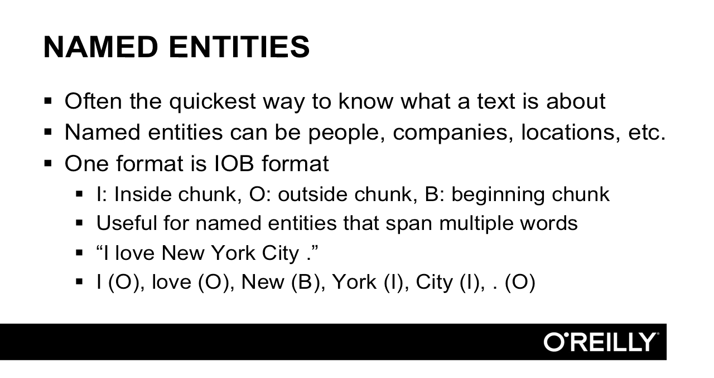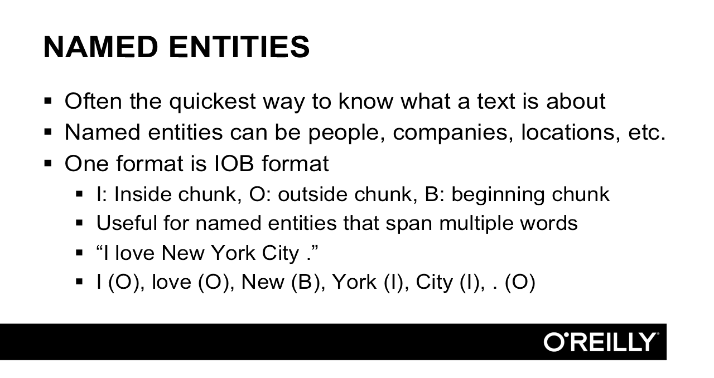I stands for inside chunk, O stands for outside chunk, and B stands for beginning of chunk. In this case, these chunks are named entities that can span multiple words. So for the example, I love New York City, New York City is an entity that spans multiple words. So in this case, I is outside, love is outside, New is the beginning of a named entity, so it has B, York is inside, City is inside, and then the period is outside.